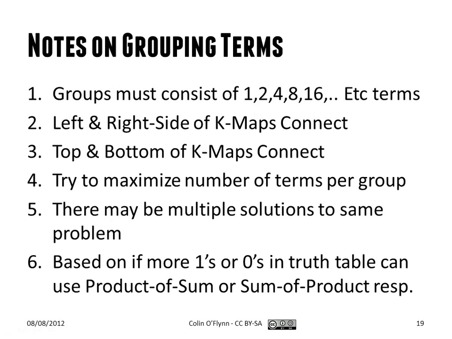So all of the rules are written down here. Again, the groups are 1, 2, 4, 8, 16. Left and right connect, top and bottom connect. Always try to maximize the number of terms per group. It's possible that you'll have more than one solution to the exact same problem. For example, there may be a choice of how you make a group of 4. Do you make a group of 4 here, here, here? So it's okay if your answers differ, as long as you say, okay, this is where they differ, and that's okay.